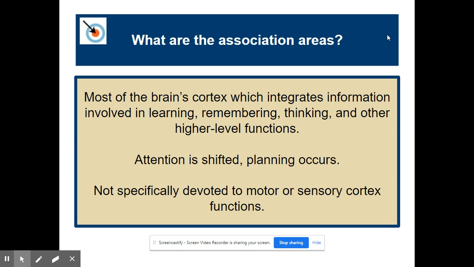The important thing is that the association areas, if you can see in this slide, are responsible for high-level functions, specifically where our planning occurs. They enable us to judge, plan, and process new memories. For example, the association areas in the parietal lobe enable mathematic and spatial reasoning.